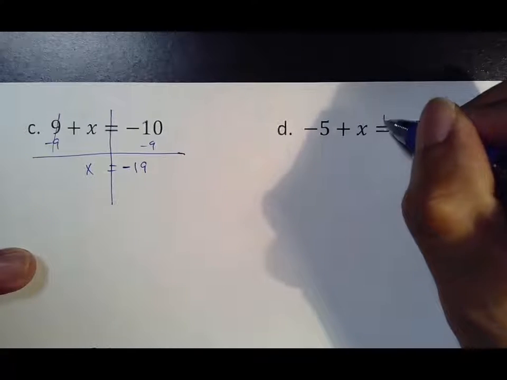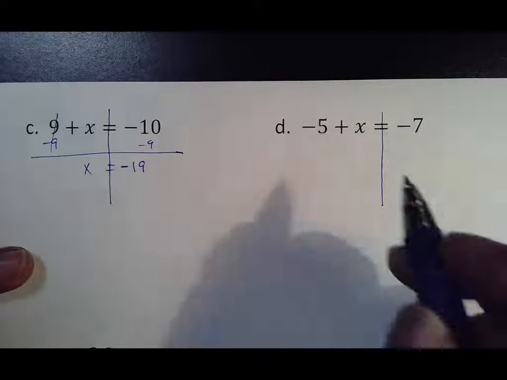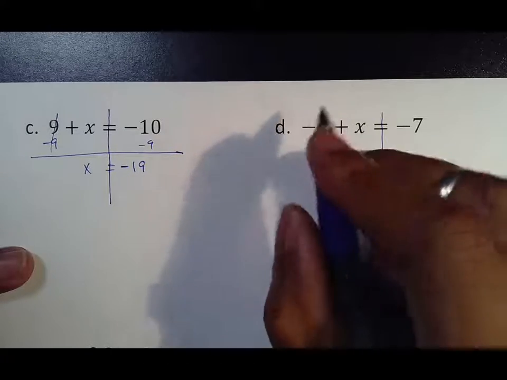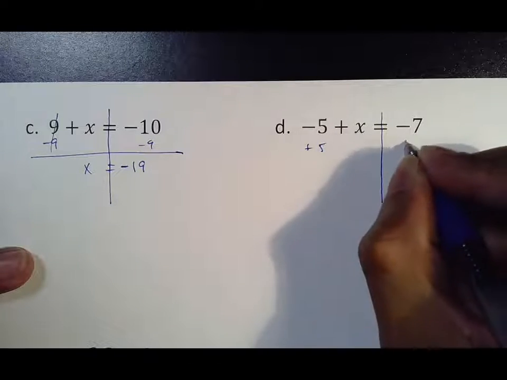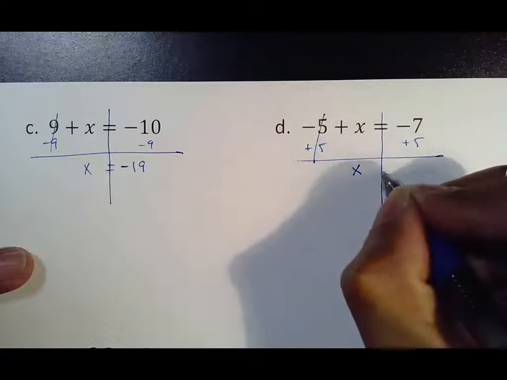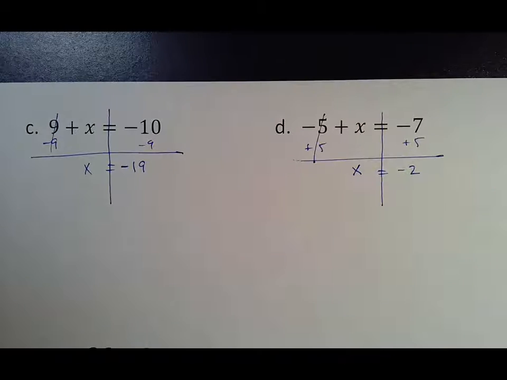Look at this next one here. Again, pause if you need to. X is over here being added to negative 5, which means we have to move this negative 5 by adding 5. That goes away. This comes down. Negative 7 and positive 5 make negative 2.